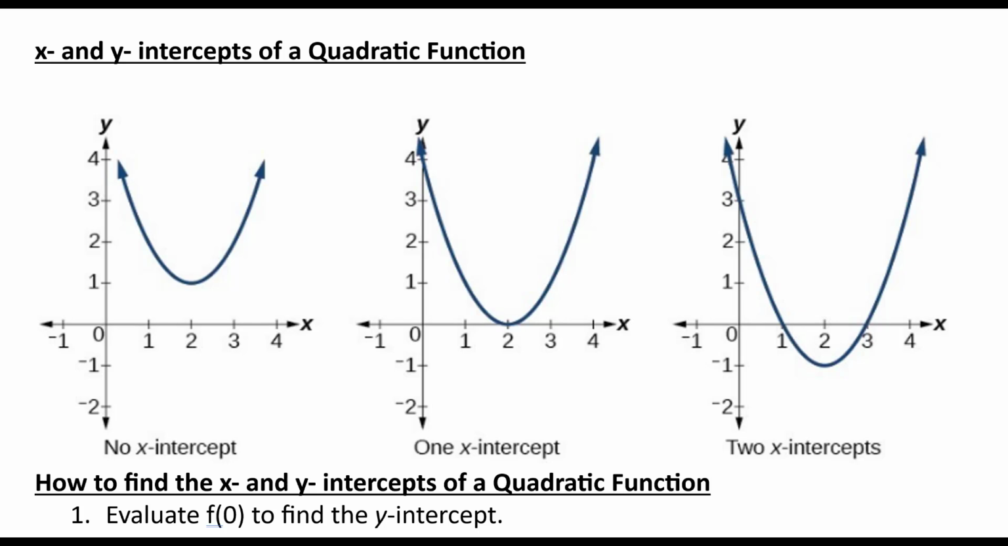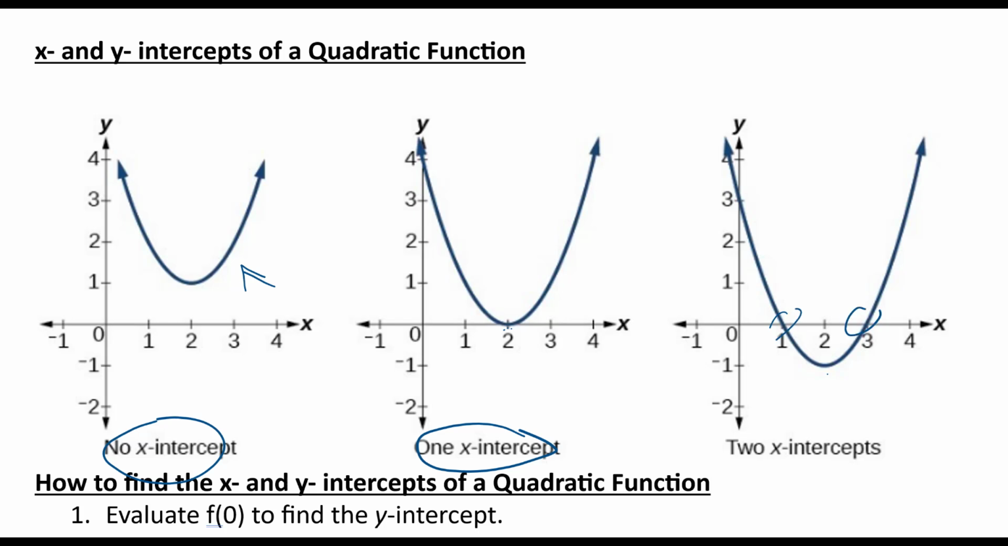Here, let's talk about the x and y intercepts of quadratic functions. So if you look at this first one here, there's no place it crosses the x-axis, so there's no x-intercept. Here it just touches the vertex, touches the x-axis, so you get the one x-intercept. And here the vertex is below the x-axis, so you're going to get two x-intercepts.